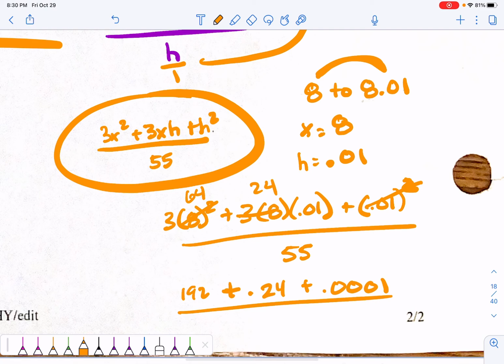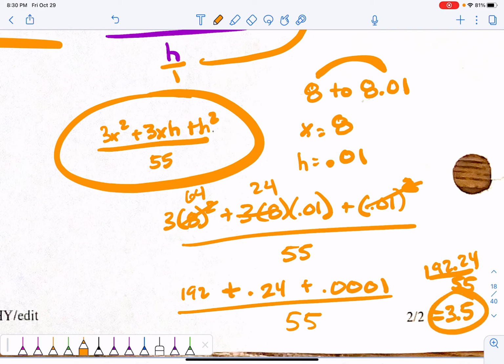0.0001, all over 55. And if I add all that stuff together, 0.24 plus 0.0001, and then divide by 55, it was like 192.24, something like that, all over 55. And my average rate of change is 3.5. Okay, 3.5 was my average rate of change. Whew, from 8 to 8.01 seconds.